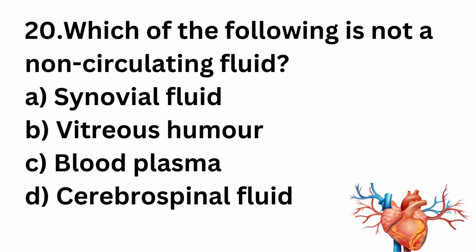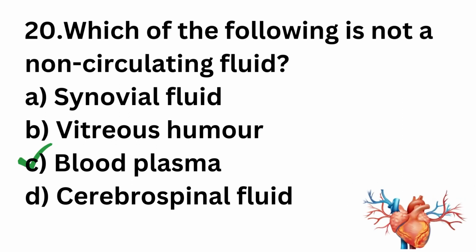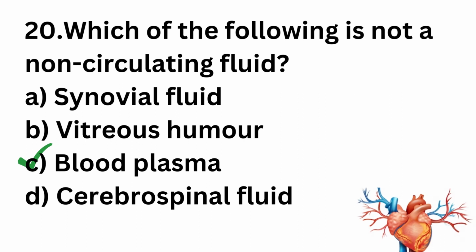Which of the following is not a non-circulating fluid? Basically I'm asking, which one is the circulating fluid? Our body has different types of fluids, children. Some of them are not circulating. The correct answer is blood plasma, because it is a circulating fluid. Whereas synovial fluid, vitreous humour, which is in our eye, and cerebrospinal fluid are not circulating fluids.